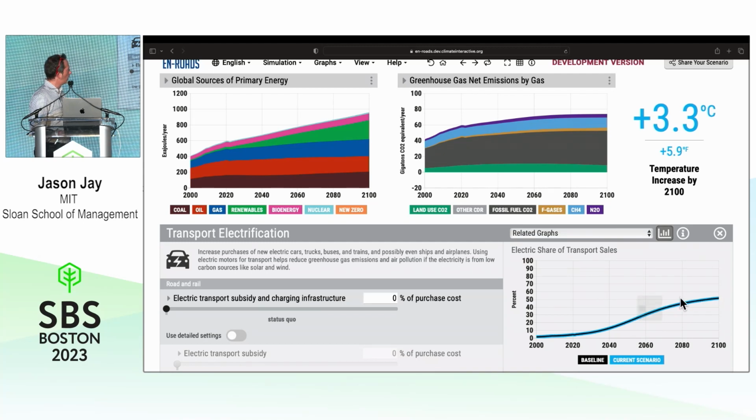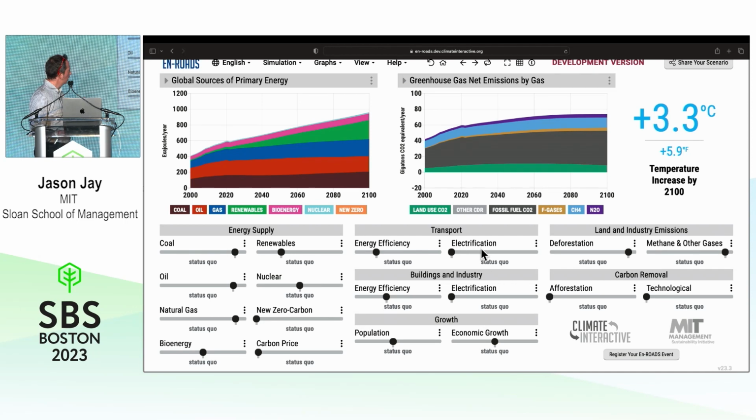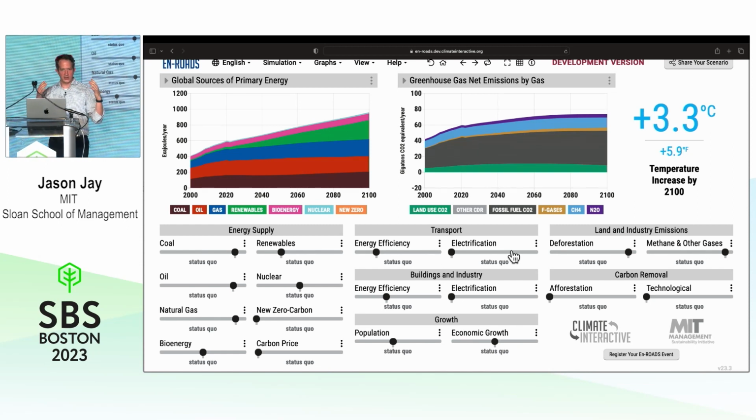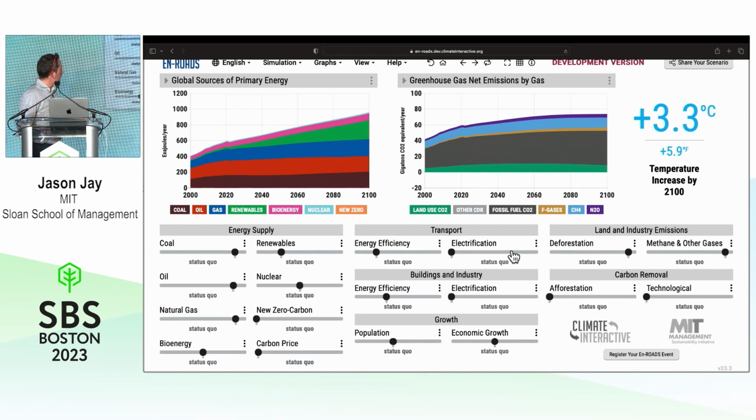But obviously, it's happening quite slowly. If we crank this up, we can make this happen much faster through essentially encouraging or subsidizing electrification of transport. So if I do a pretty substantial increase in electrification, form a hypothesis of how big of a change you think that's going to make, and then let's take a look.